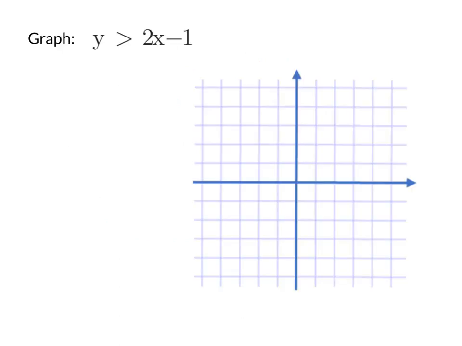Let's say we want to graph y is greater than 2x minus 1. When I look at y is equal to 2x minus 1, I can see my slope is 2, so as a fraction that's 2 over 1. And my y-intercept is negative 1. So we'll graph the y-intercept first at negative 1. And then we'll use our slope to go rise over run. We'll rise 2, run 1, and here's our next point.